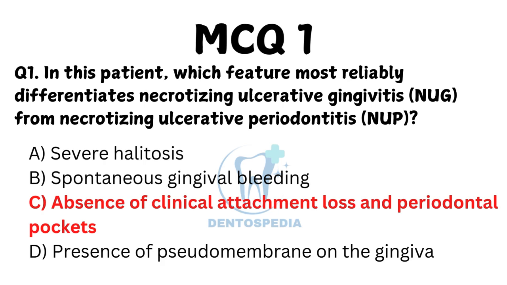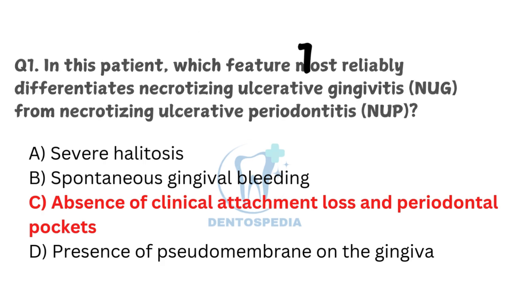Now let's look at the distractors. Severe halitosis and spontaneous bleeding can occur in both NUG and NUP, so they do not differentiate the two. The pseudomembrane is also common to both conditions and therefore not diagnostic by itself.